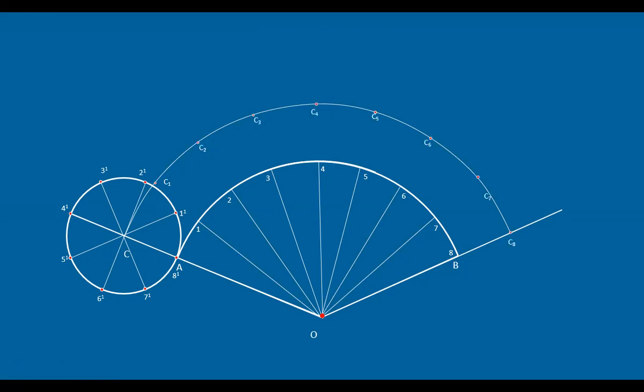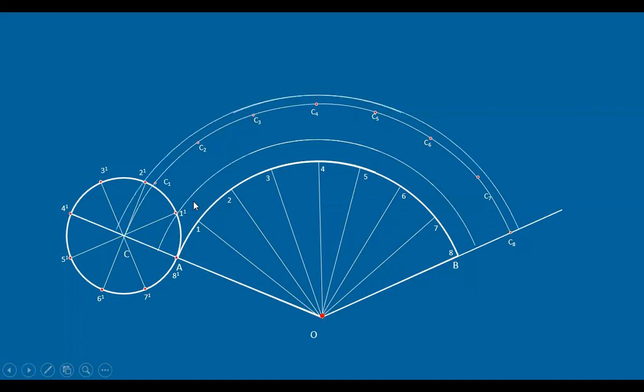How do you get it? You can get these points by extending these lines O, 1, O1. Extend this, you get C1. O, 2, extend, C2. Like this, you get all the points. The center of this circle will be moving on this curve only.